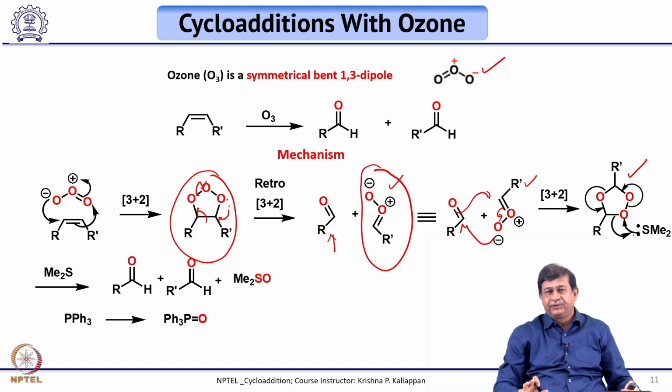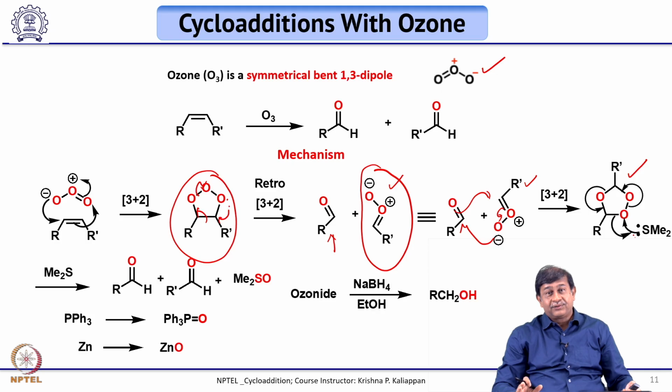Okay? So instead of dimethyl sulfide, one can use triphenyl phosphine, one can also use zinc. So in the case of triphenyl phosphine, it will become triphenyl phosphine oxide. If you use zinc, it will become zinc oxide. You can also cleave the ozonide with sodium borohydride. So this is called reductive workup. You will directly get the corresponding alcohol.